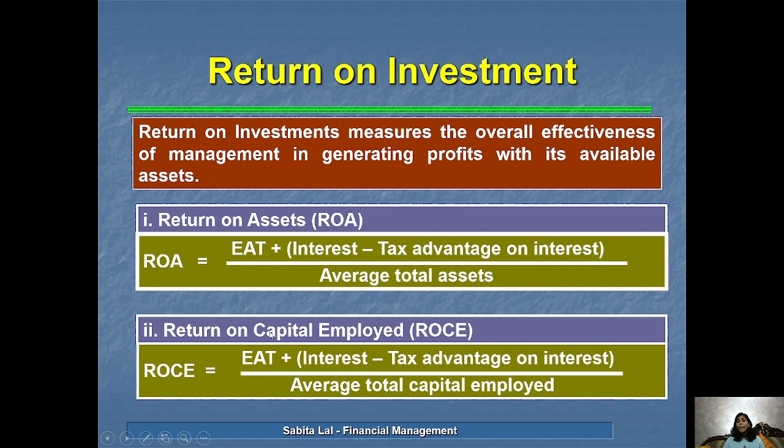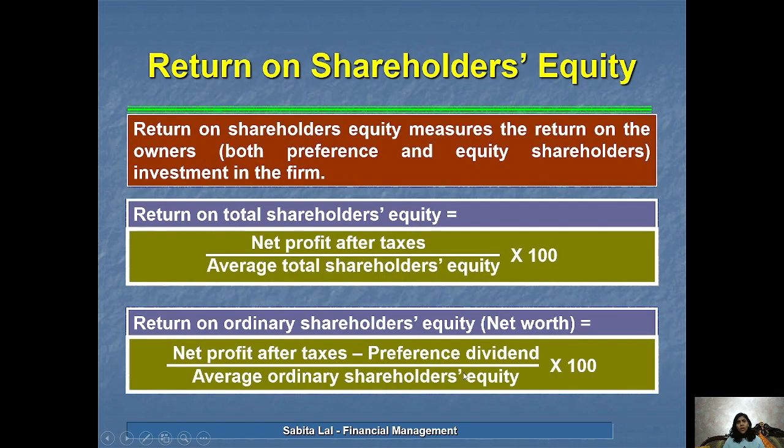Same thing, return on capital employed. That is again your EAT, plus interest minus tax on interest, divided by average total capital employed. Average capital employed is what? Your total, that is your equity plus debt. So that is your total capital employed. From the average of total capital employed, you are able to calculate ROCE.